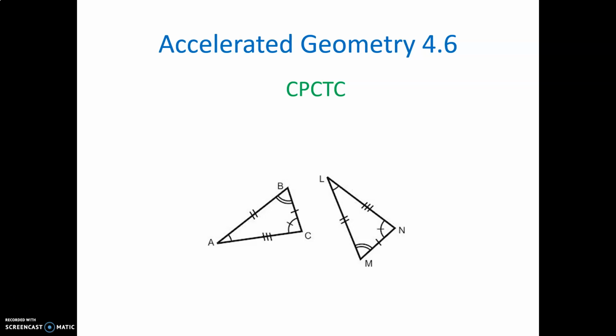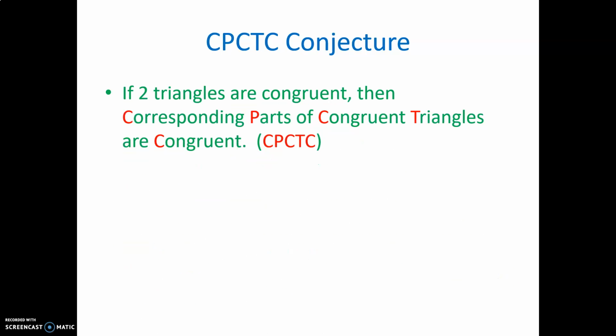This is Accelerated Geometry, Section 4.6, and the topic for today is CPCTC. So the question is, what the heck is that? The CPCTC conjecture says this: if two triangles are congruent, then corresponding parts of those congruent triangles are also going to be congruent. Notice how I put the letters of each of those important words in red.